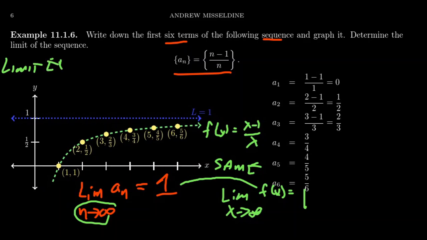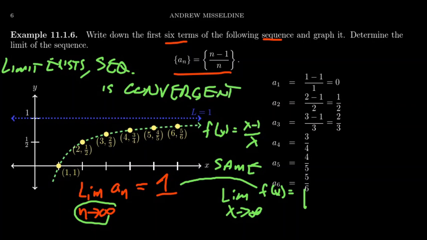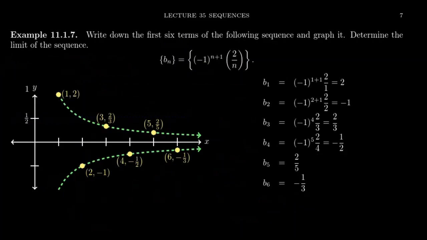If the limit exists, then we say that the sequence is convergent. And so what we see here, a sub n, is an example of a convergent sequence. If this limit doesn't exist, we would say that it's divergent instead. And some examples of other sequences here.